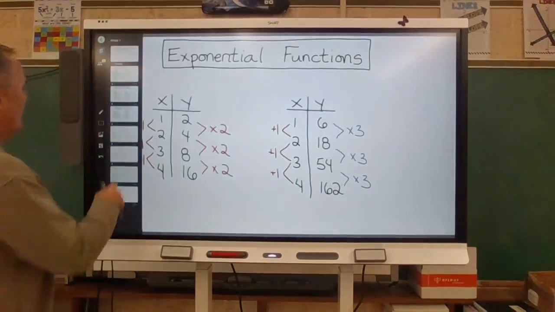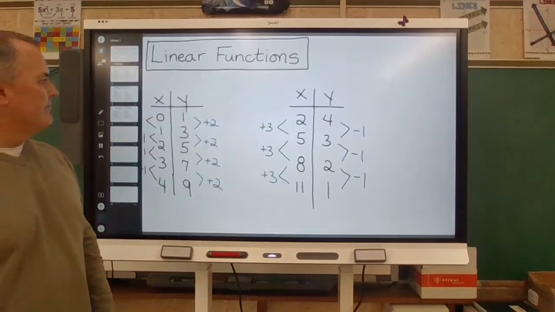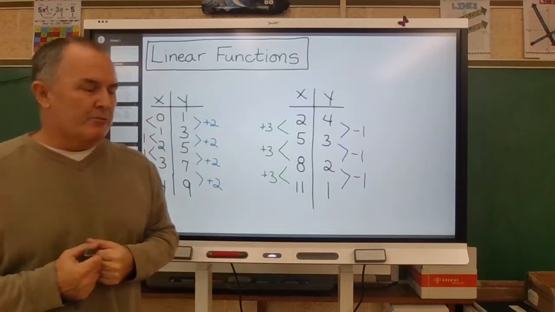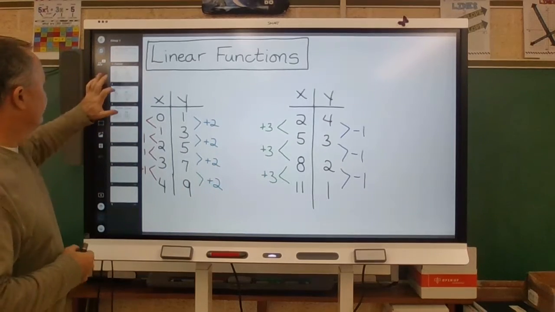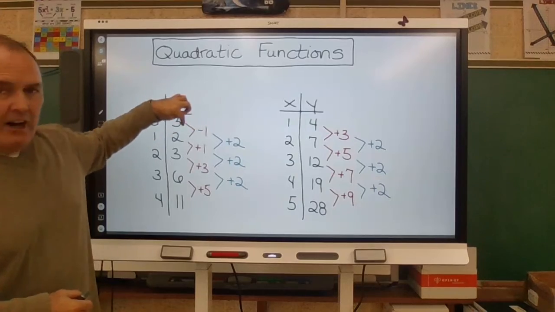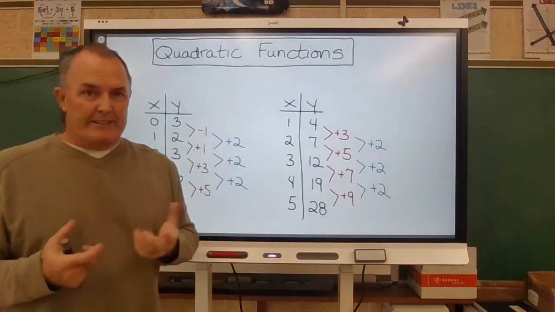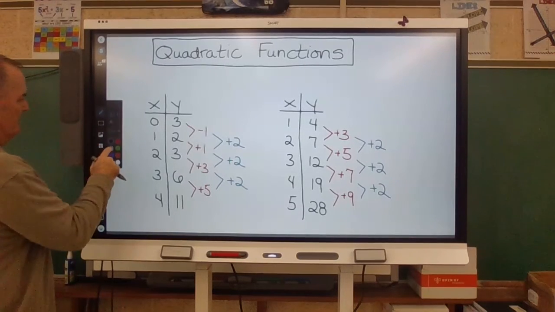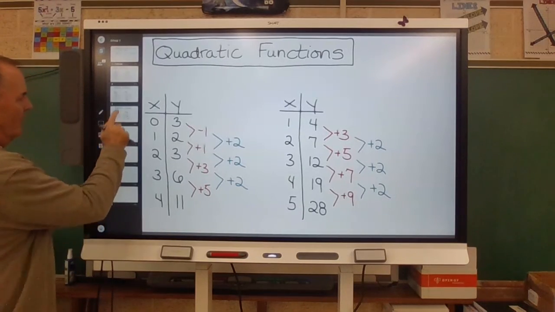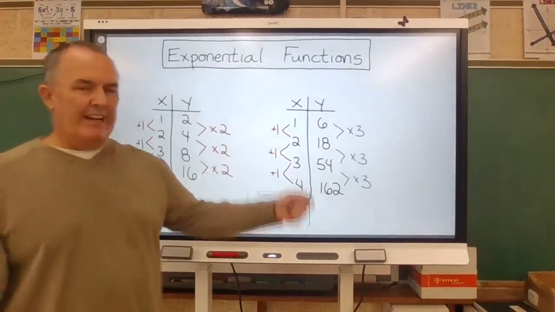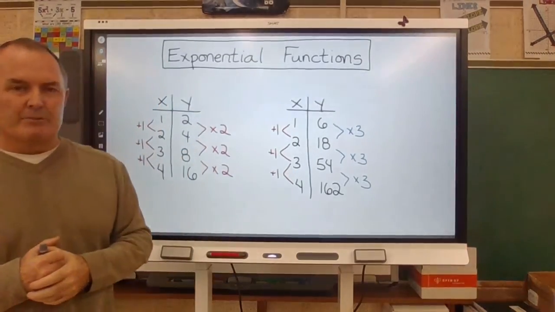All right? Real quick recap. Linears. The change is going to remain constant. You're either adding or subtracting. Quadratics. It's the change of the change which makes it a quadratic. And then finally, oh, wrong one. Exponential, you're checking out the change, but here you're multiplying instead of adding and subtracting.